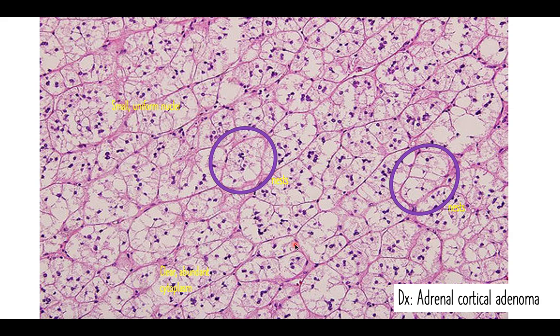In other areas, it appears almost similar, with uniform small round nuclei in packed small clusters or nests of cells with clear abundant cytoplasm. Okay, these are all the features of adrenal cortical adenoma.